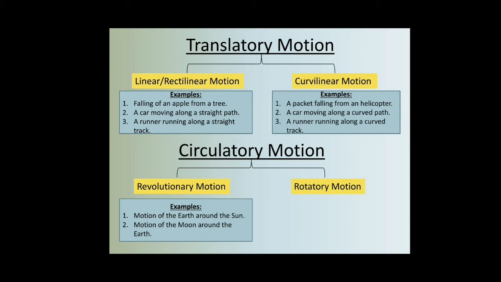Rotatory motion is the type of motion in which the object moves along its own axis in a circular path. For example, the motion of the earth around its own axis, then the spinning of a top around its own axis. These two are examples of rotatory motion.